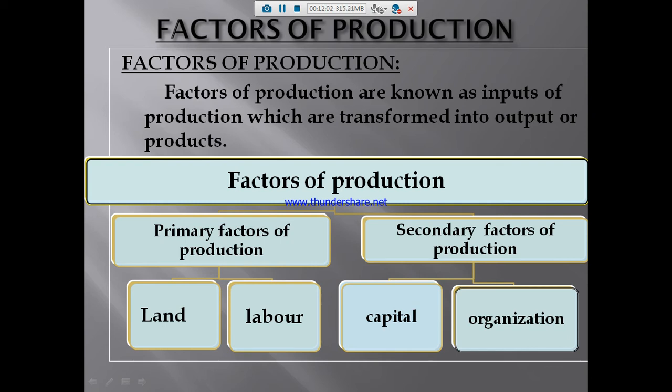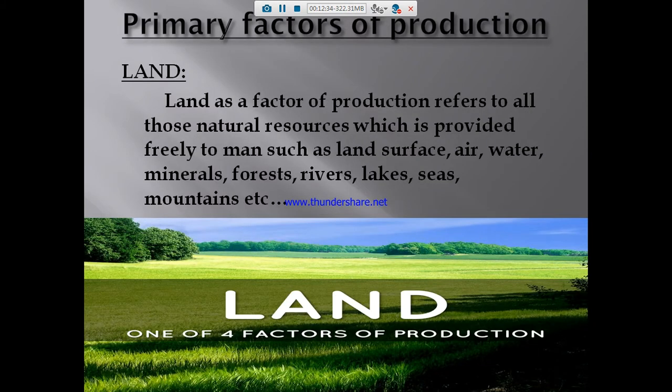So what is meant by factors of production? Factors of production are known as the input of production which are transformed into the output or products. Okay, so factors of production is divided into two types. One is the primary factors of production and another one is the secondary factors of production. In the primary factors of production there are two kinds, the land and the labor. In the secondary factors of production, there are two types, the capital and the organization.